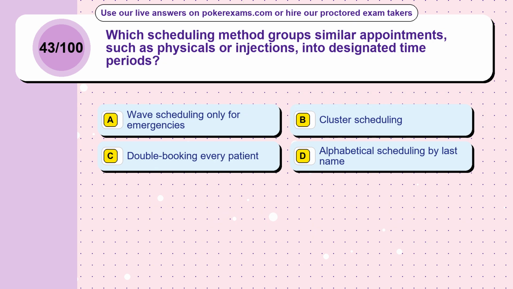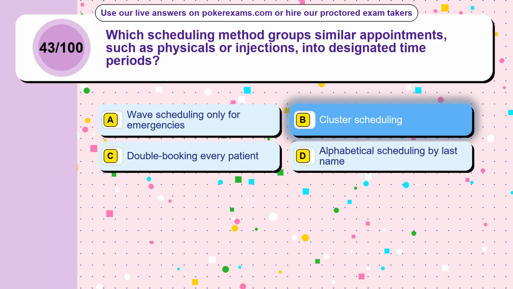Question 43. Which scheduling method groups similar appointments, such as physicals or injections, into designated time periods? Option A. Wave scheduling only for emergencies. Option B. Cluster scheduling. Option C. Double booking every patient. Option D. Alphabetical scheduling by last name.